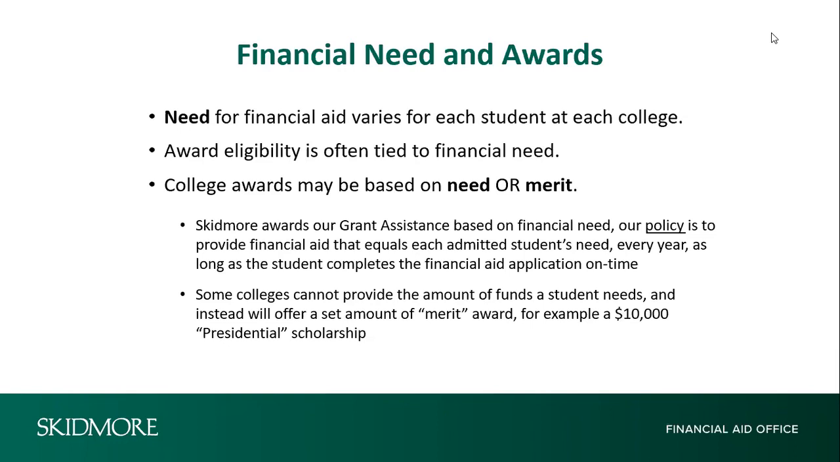So Skidmore, as I said, awards our grant assistance based on need. We promise to do that every year as long as you apply on time every year. And I mentioned, merit is another type of grant or scholarship. This presentation is focused on the need-based aid because that's why you file the FAFSA. That's why you file the profile, so we can determine your need. But there are other reasons that a student can be awarded a grant or scholarship. It could be based on a standardized test or grade point average, etc. At Skidmore, it's all about the family's demonstrated need.